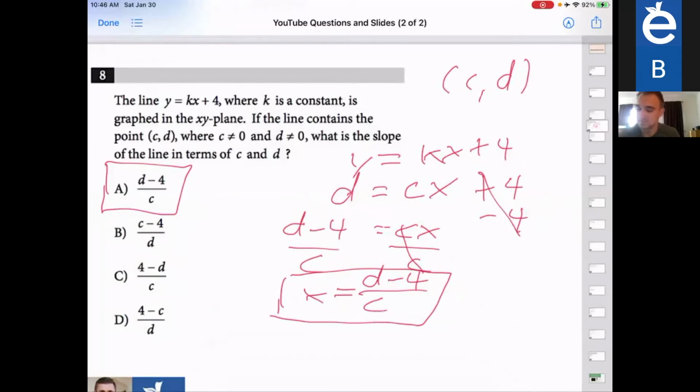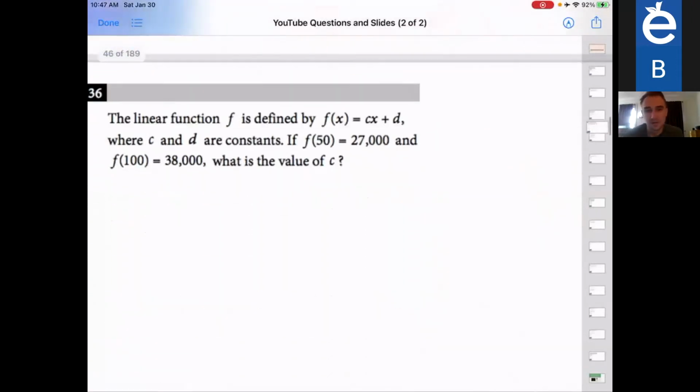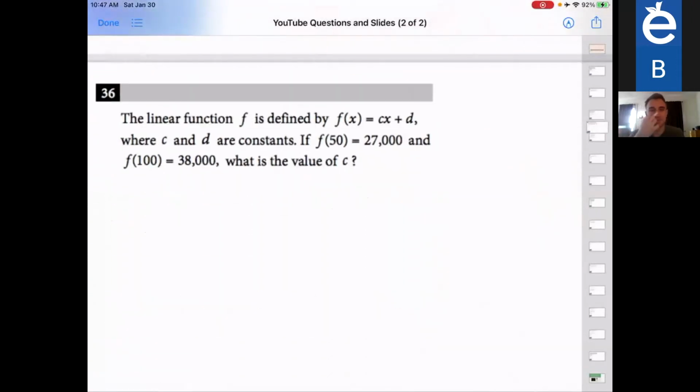Okay, that was page 45, we'll move on to page 46. Next question, number 36. It says the linear function f is defined by f of x is equal to cx plus d, where c and d are constants. If f of 50 is equal to 27,000 and f of 100 is equal to 38,000, what is the value of c?